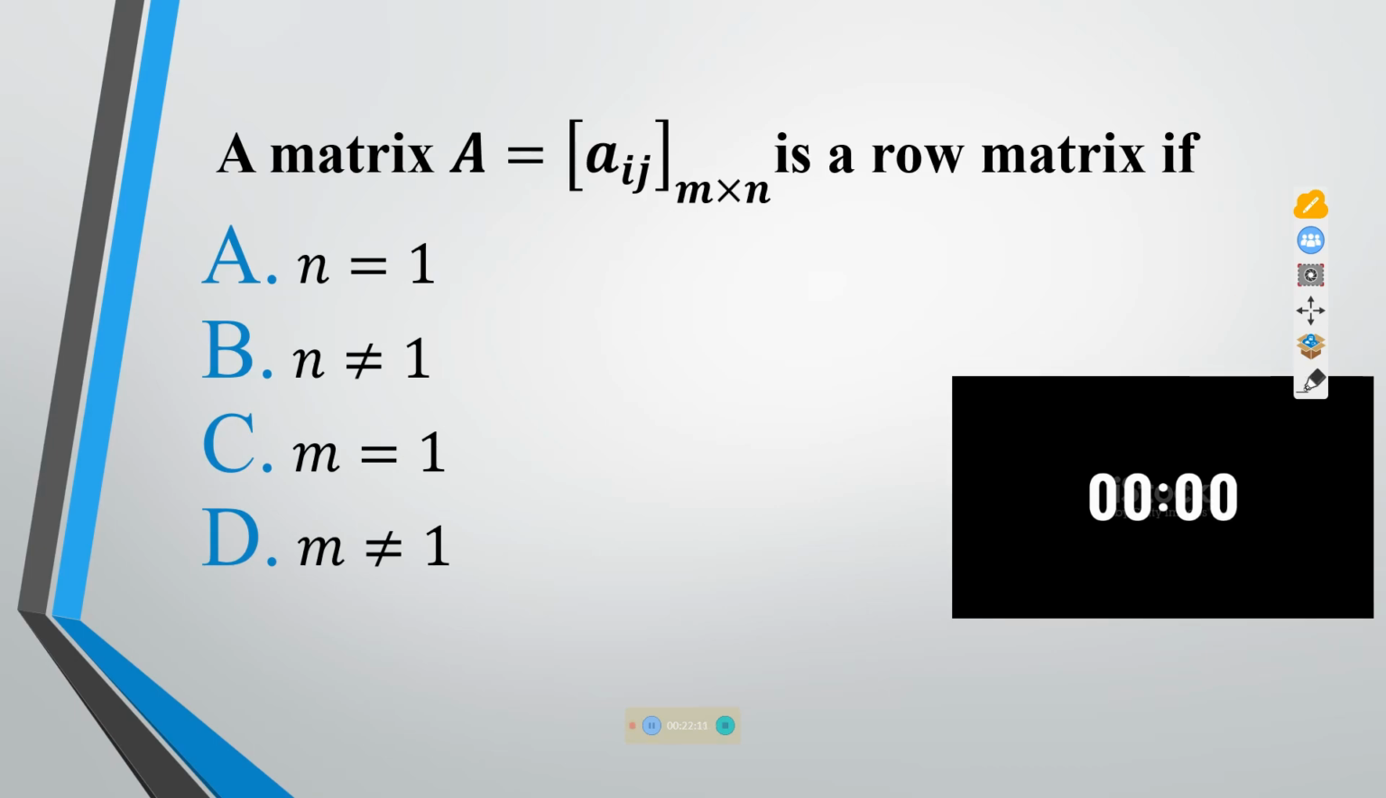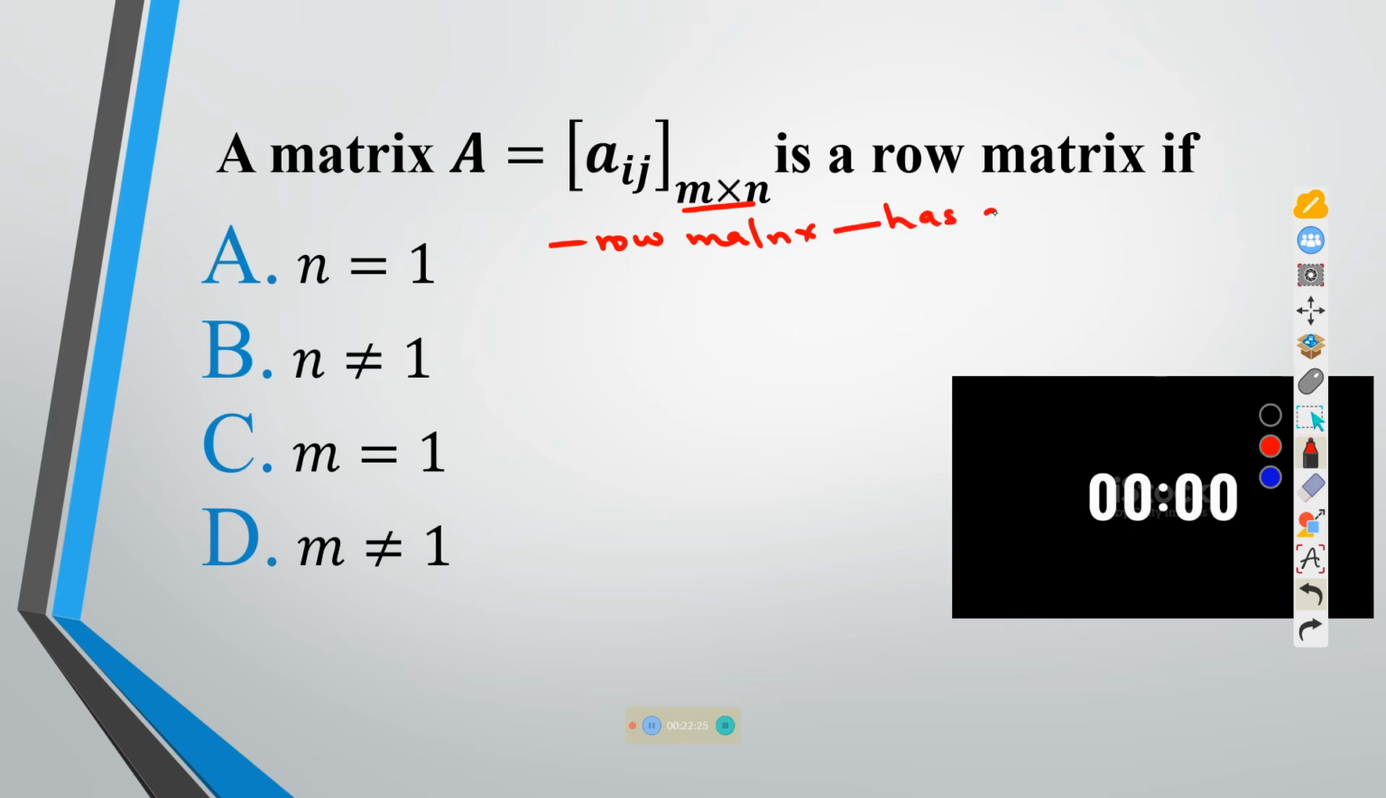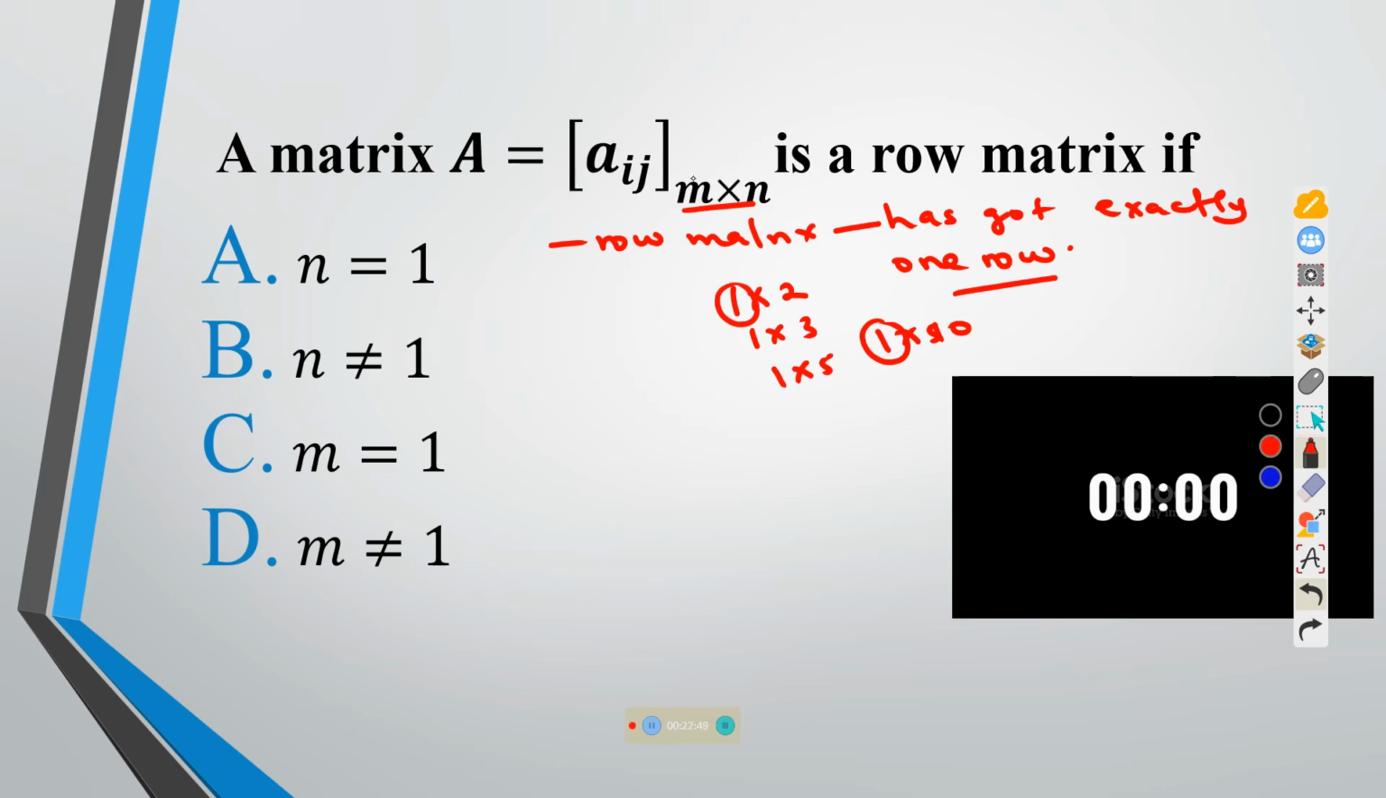Your time is up. Let us look at the solution. We are told that a matrix A, which is an m by n matrix, is a row matrix if, first of all, what is a row matrix? A row matrix is a matrix that has exactly one row. It can be 1 by 2, it can be 1 by 3, it can be 1 by 5, it can be 1 by 10, but it must have only one row. Remember, this represents rows, this represents the number of columns.